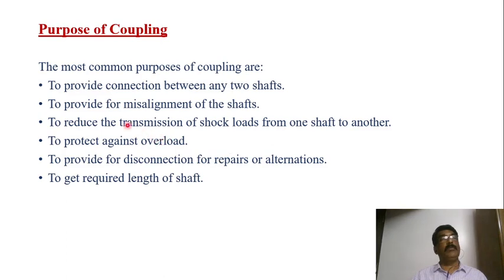Another purpose of the coupling is to provide for misalignment of the shafts. Sometimes shafts having lateral or angular misalignment are to be connected. In this case, flexible couplings are used, like Oldham's coupling or universal coupling. Oldham's couplings are used to connect two parallel shafts offset by a small distance. Universal coupling is used to connect shafts which are inclined to each other by some angle.